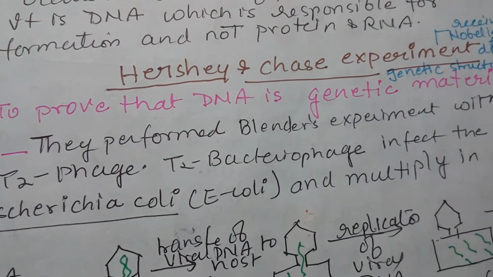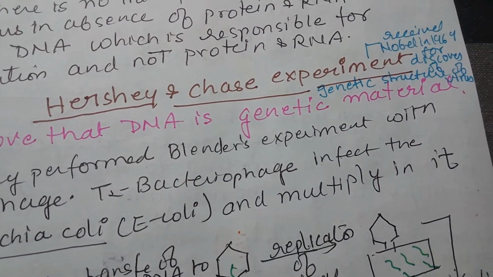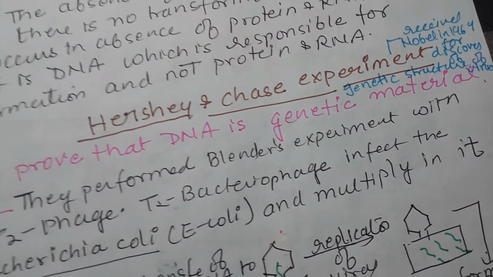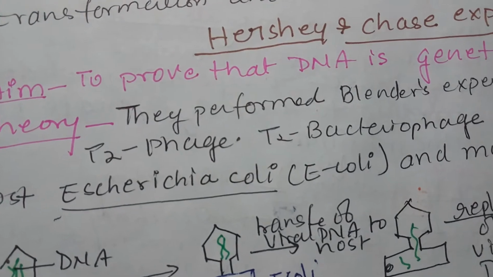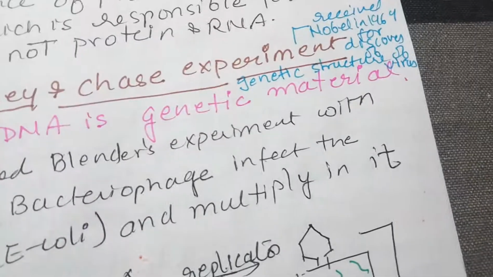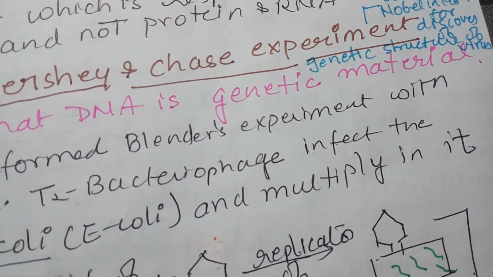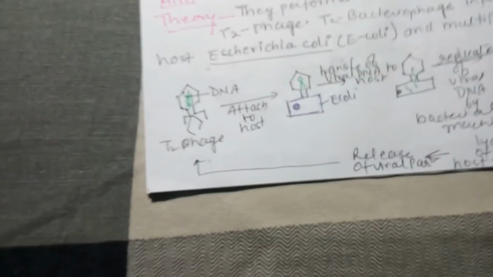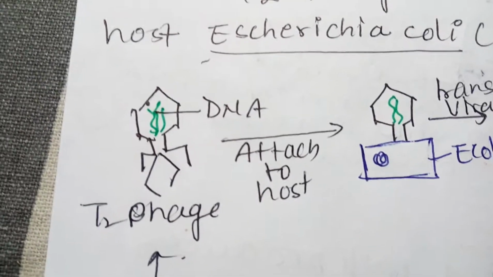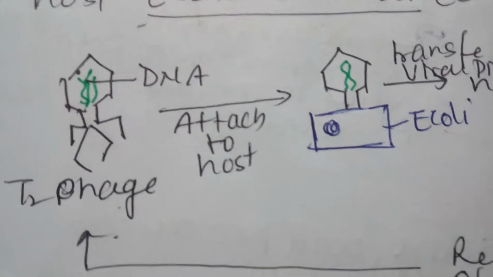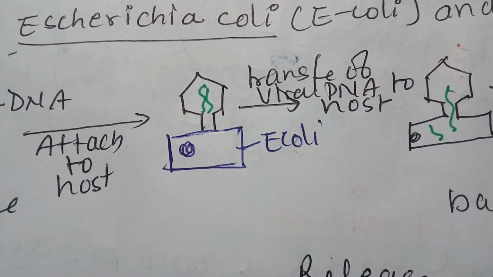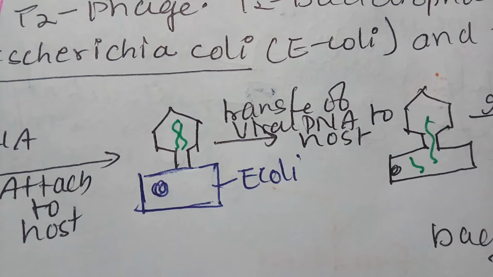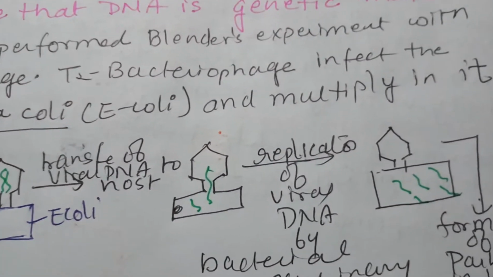So they performed the blender experiment, and here they have taken T2 bacteriophage, which infects E. coli, Escherichia coli, and the phage multiplies in the E. coli. Let's briefly discuss how they multiply. You can see this is a phage, this is the DNA, and this represents the bacterial cell, E. coli. First the phage attaches to the E. coli and transfers its DNA.